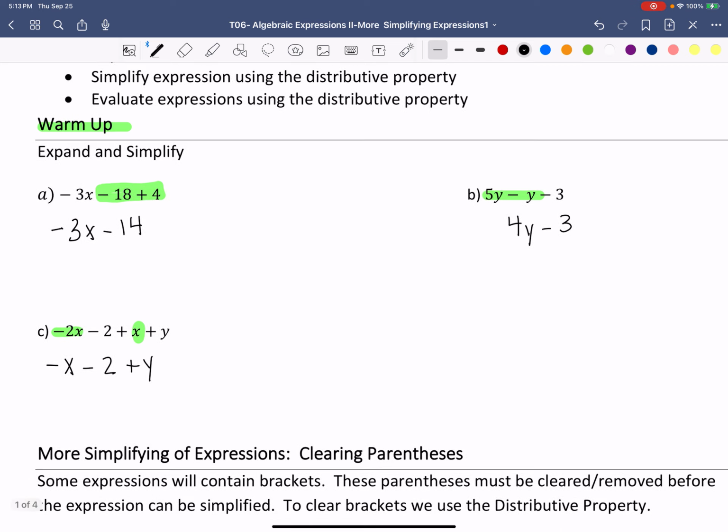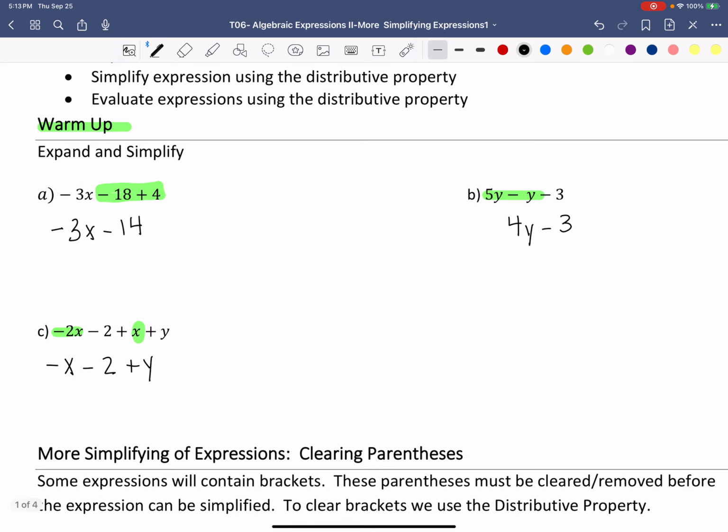Okay, so now what we're going to do is we're going to move a little bit further, and we're going to look at simplifying expressions where we're clearing parentheses or brackets. So as we know, some expressions are going to contain brackets, and these brackets or parentheses need to be cleared or removed before the expression can be simplified. So to clear brackets, we're going to use the distributive property. So this is another property adding on to the commutative and the associative property that we spoke about on Thursday.